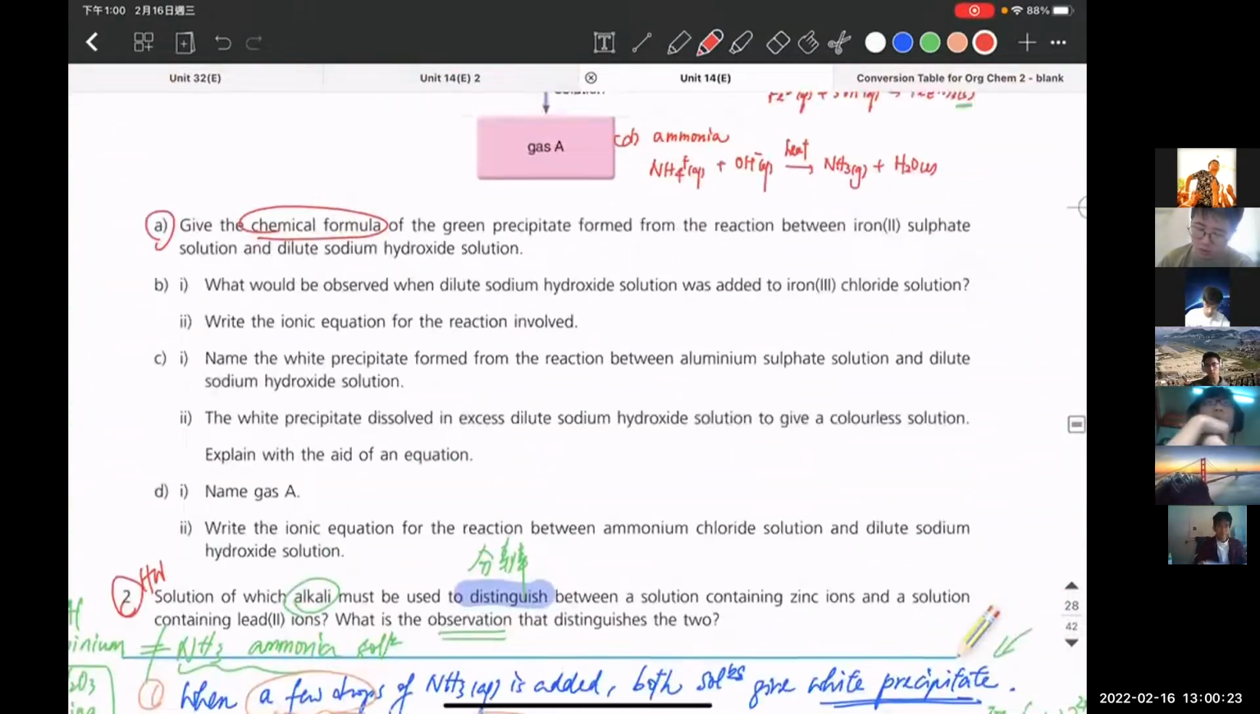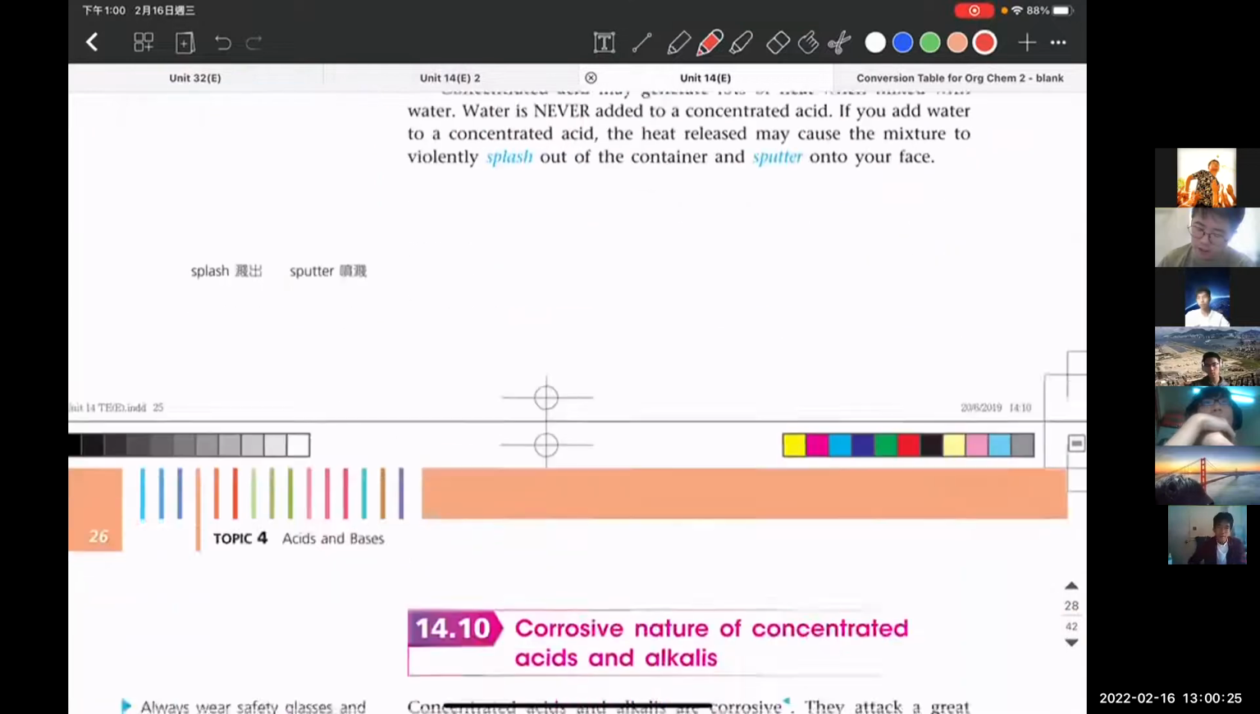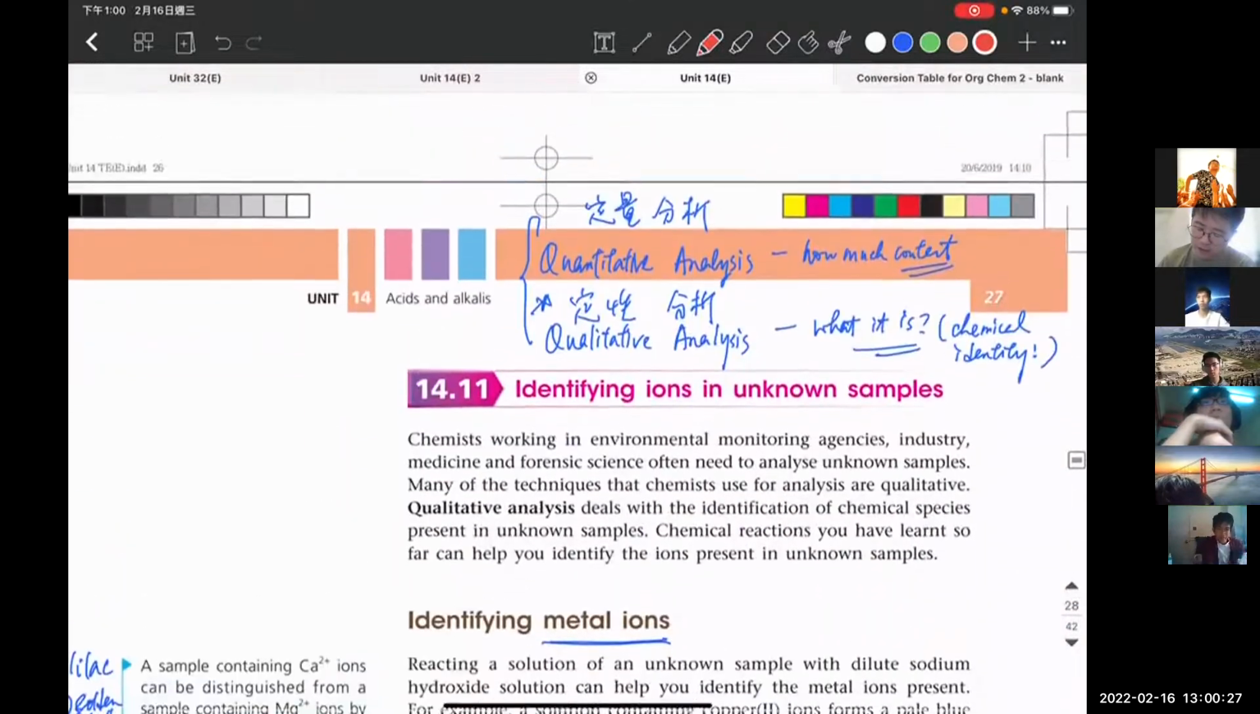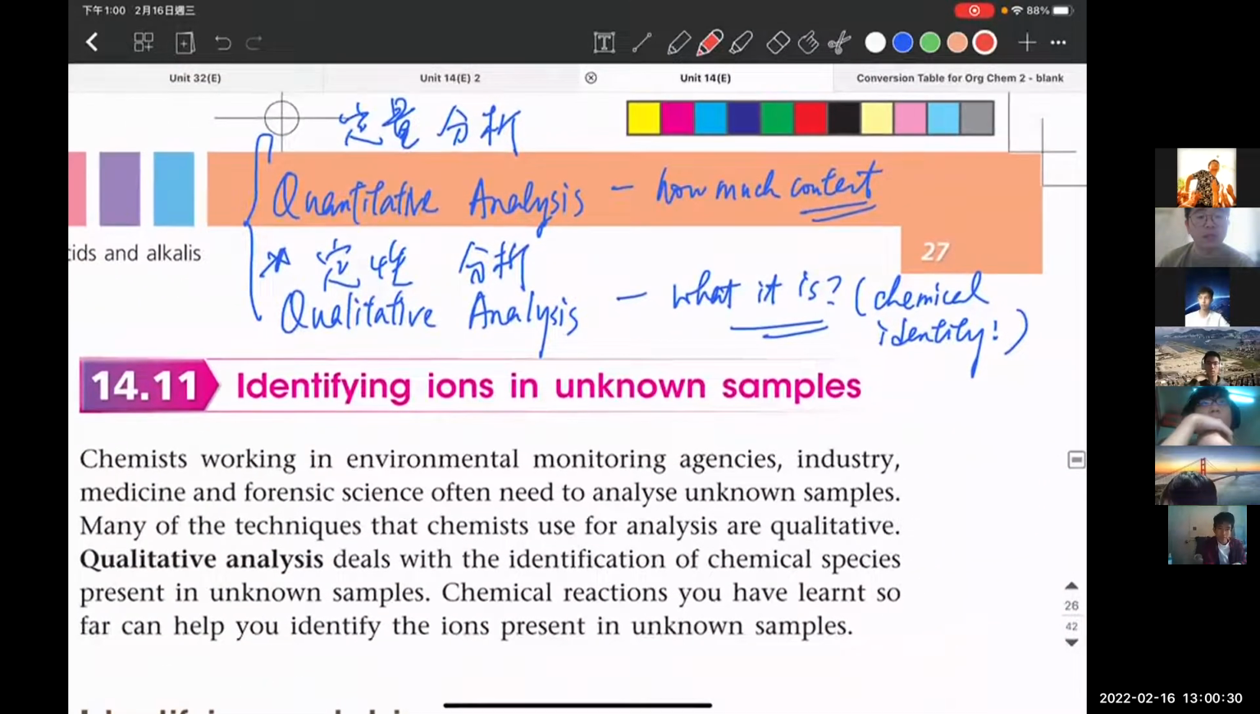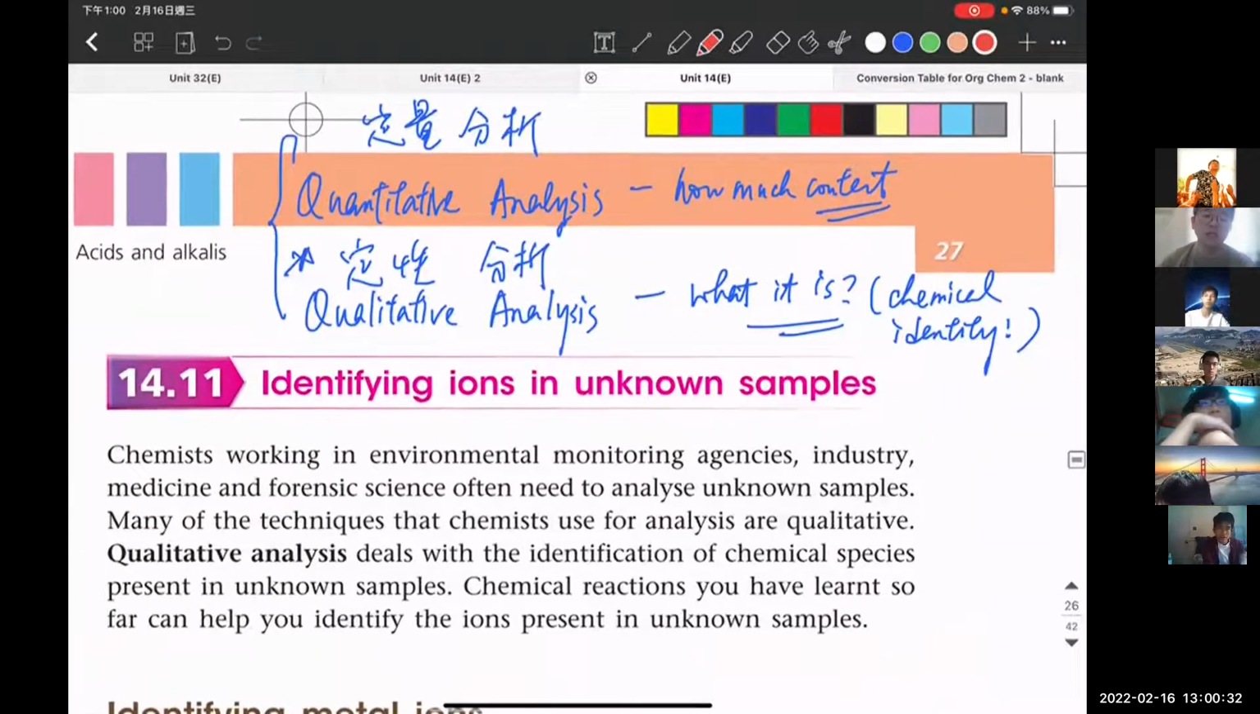It brings to you a world of qualitative analysis. Remember, qualitative analysis deals with the identification of chemical species present in an unknown sample. So because of unknown samples, the focus of the chemical test must be that you have to choose a chemical test which is unique. Unique. U-N-I-Q-U-E.